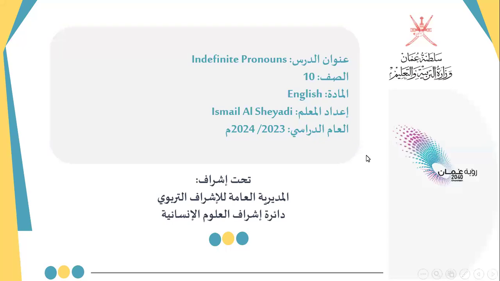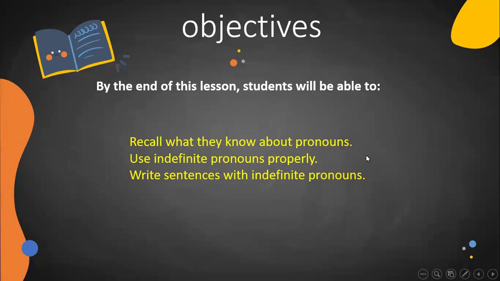We will start by stating the objectives of today's lesson. So, by the end of this lesson, students will be able to achieve three goals or three objectives. Number one, to recall what they know about pronouns. Number two, to use indefinite pronouns properly. And number three, to write sentences with indefinite pronouns. So these are the objectives of today's lesson.